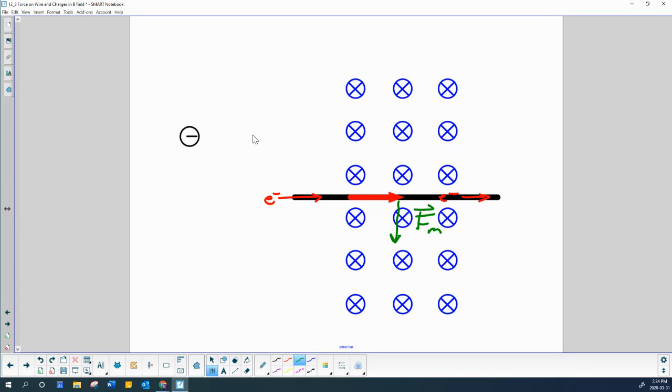So this idea that a current carrying wire, a wire with electrons flowing through it that's placed in a magnetic field, feels a force, isn't necessarily brand new. It's something that we talked about when we talked about charges moving through magnetic fields. The only thing we need to do now is develop a formula for this.